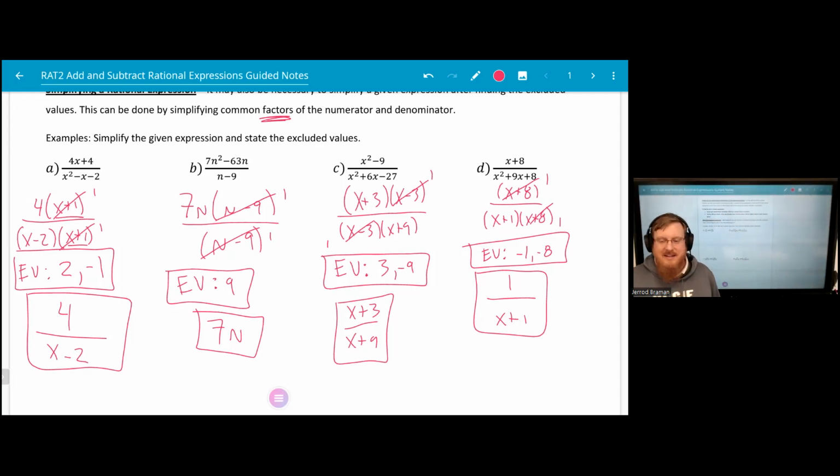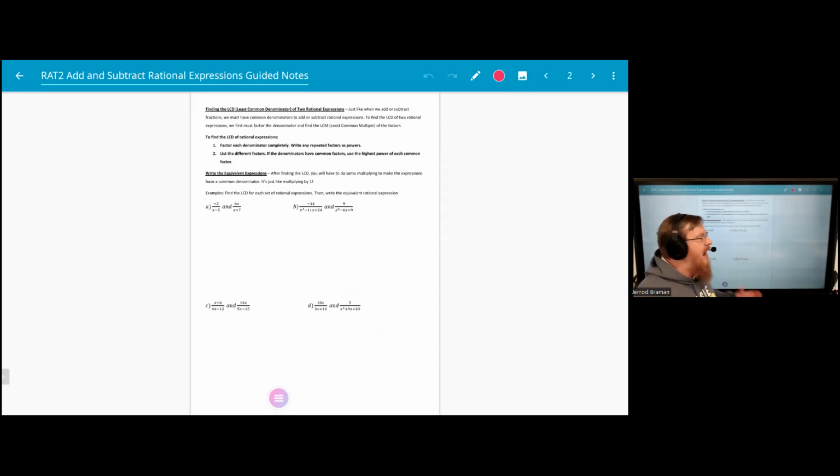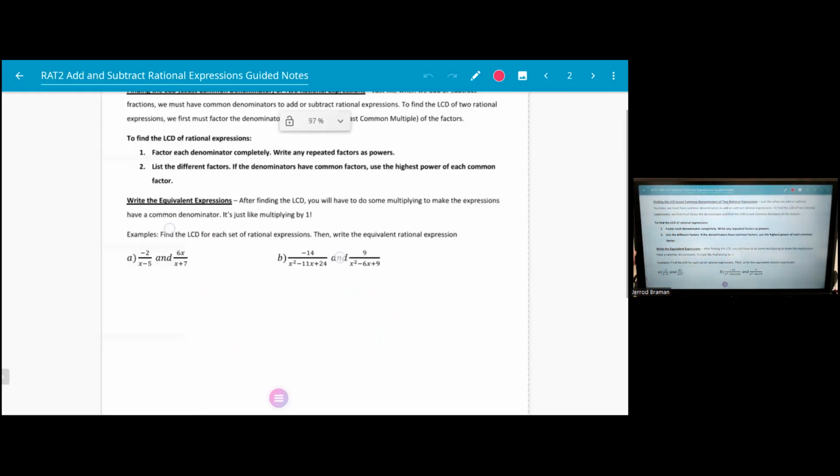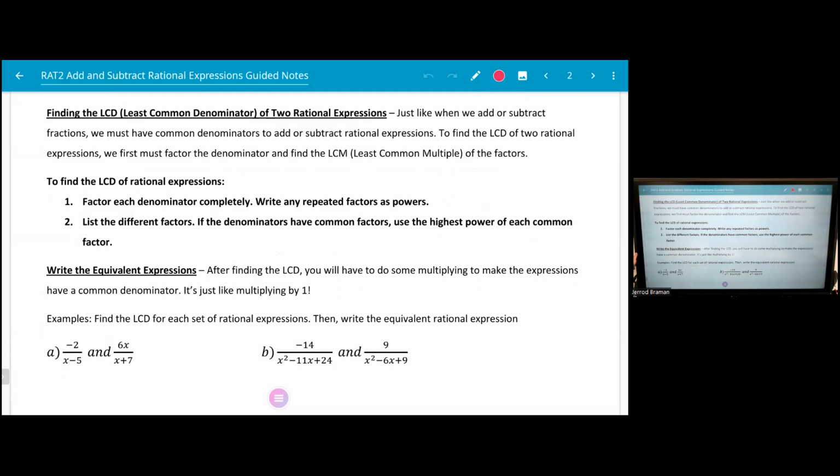I heard it. The chair in the back, I think, is the one who said that. But anyway, common denominators. Just like adding or subtracting fractions, we got to have common denominators in our rational expressions. To find the least common denominator, the LCD of rational expressions, we must first factor the denominator and find the LCM, the least common multiple of these factors.